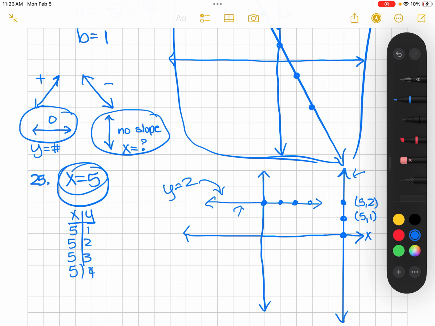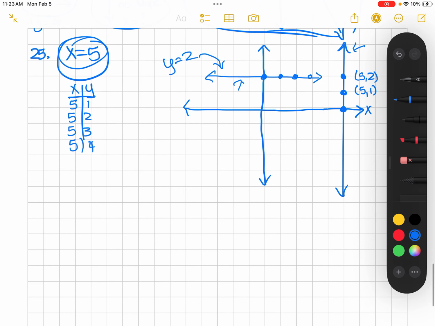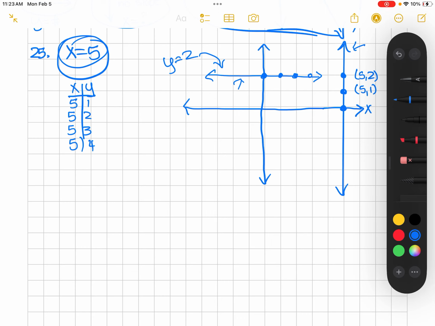Okay, let's move on to 27. And your worksheet is a little kooky in the way that they numbered things. I didn't number them this way. This was just the way they were numbered.